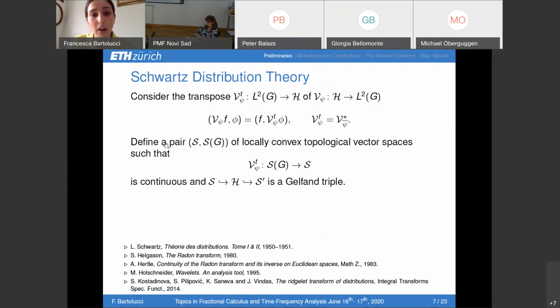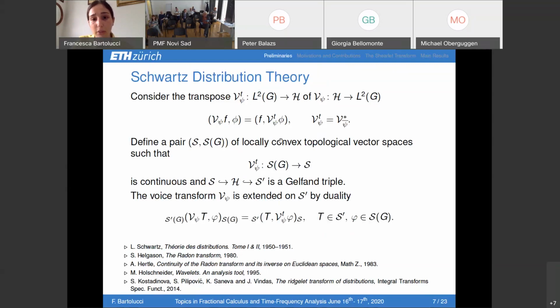Then we define a pair of locally convex topological vector spaces such that the transpose mapping is continuous between these two test function spaces, and such that the test function space S embeds continuously and densely in H, which ensures that H embeds in the topological dual of S. So if we have this continuity property, we can extend the voice transform from H to the topological dual S prime by duality, as the transpose mapping of this operator between these two test function spaces.